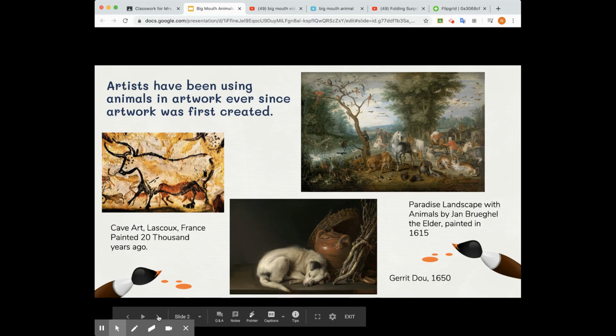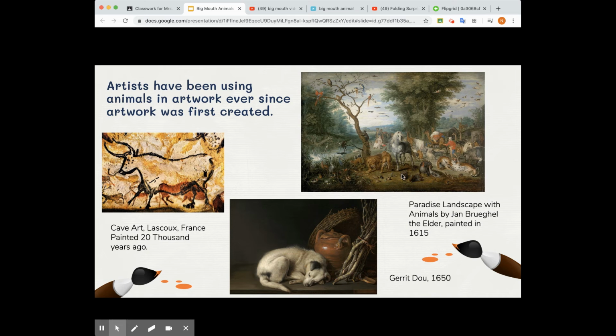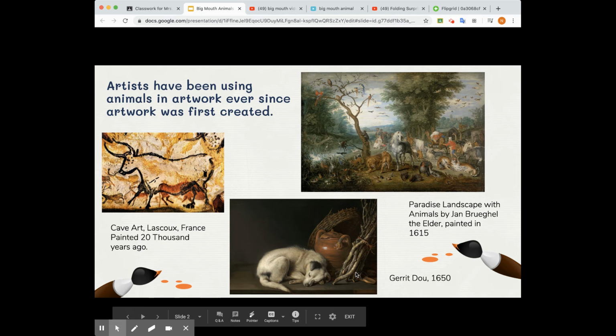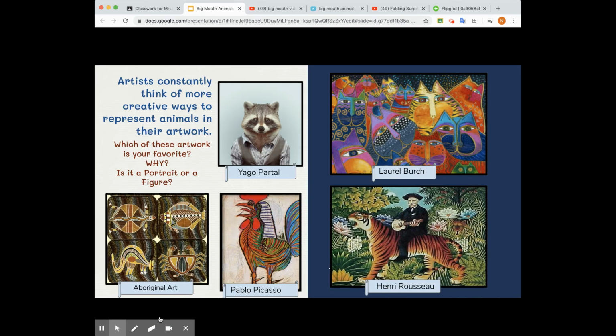This painting is called Paradise Landscape with Animals by Jan Bruegel the Elder, painted in 1615. And this one is painted by Gerrit Dou in 1650, excuse me. Artists constantly think of more creative ways to represent animals in their artwork.